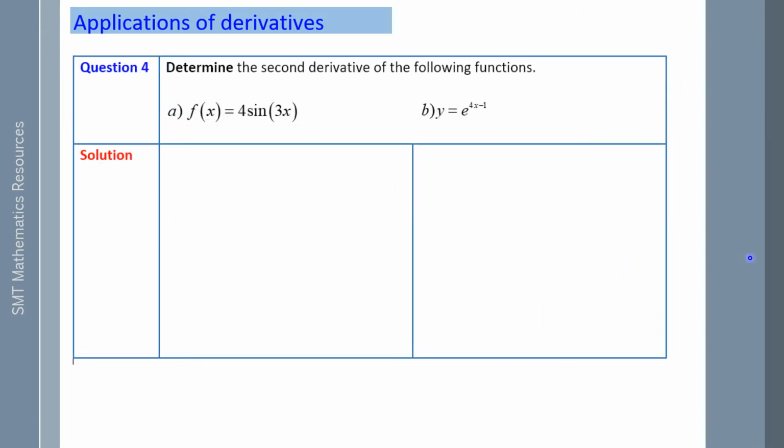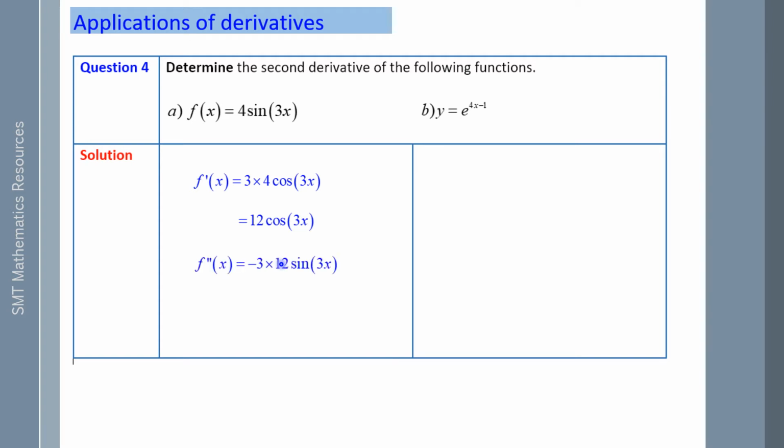Determine the second derivative of the following functions. Here we have a trig function, 4 sine 3x. Using the chain rule, the derivative of 3x is 3. We keep the 4. Sine changes to cos, and the angle, 3x, stays the same. So we have 12 cos 3x.